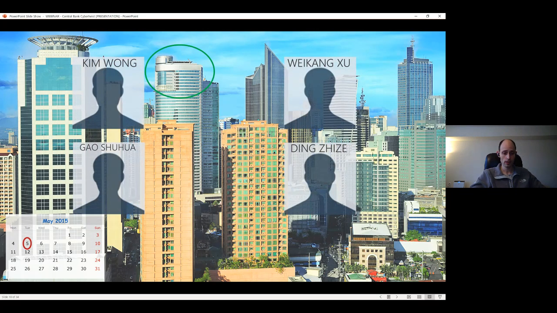On Tuesday, May the 5th, 2015, 4 bank accounts were opened at RCBC with a $500 deposit in each. They were opened by fake identities using fake addresses, and they would lay dormant until 9 months later in February of 2016. It's not unusual for cyber criminals to be very patient when it suits them.